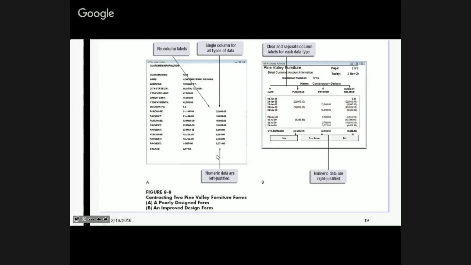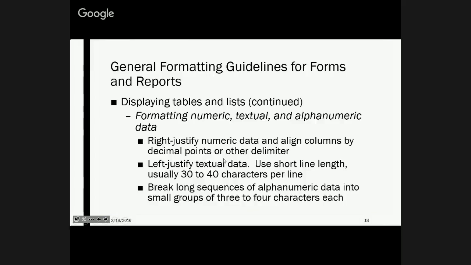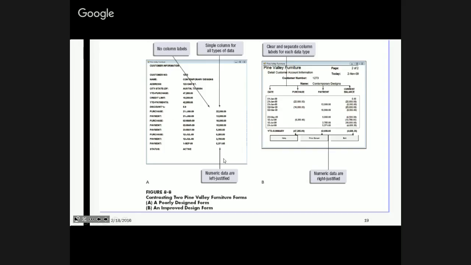And again, I mean, this looks like something almost right out of a spreadsheet, right? But these are lined up. Numeric data are left justified. Wait a second. That's not right. Oh, no, it's showing, right justify numeric data. Look at the one on the right. Oh, this is the bad one. Poorly designed form. Got to read more carefully.